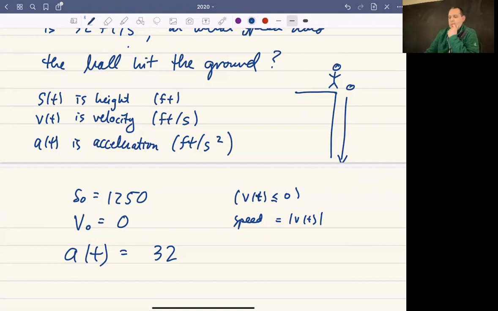And I want to think about, is the object going to be speeding up or slowing down? If it's speeding up, that means that the acceleration and the velocity have the same sign. Okay, so since the ball is speeding up, that means that the acceleration and the velocity have to have the same sign. And since the velocity is negative, so is the acceleration. And so our acceleration is going to be minus 32.